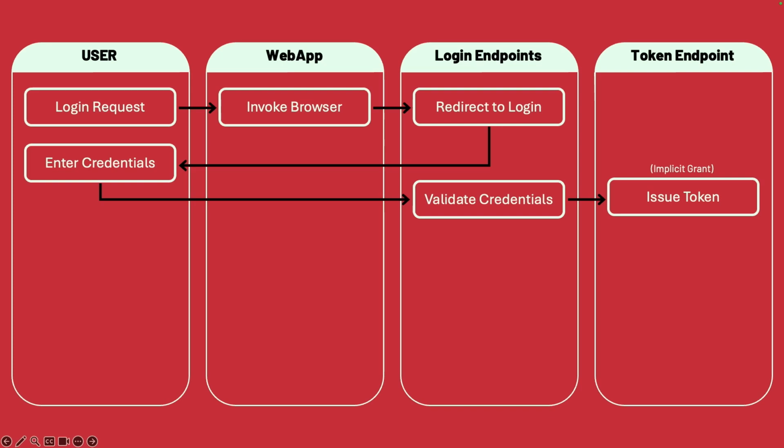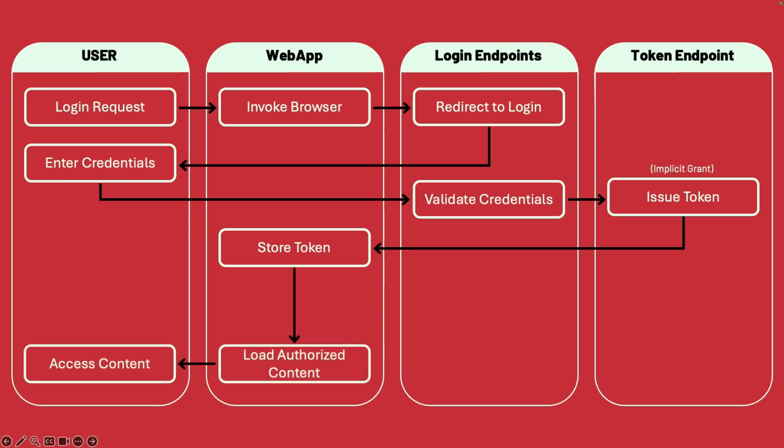This is possible because we will configure Cognito to use the implicit grant instead of the authorization token. At this point, the user gets redirected back to the web application with the JWT token in the URL. Now the application can read it and decide how to use it. So let's go and set up Cognito in the console.